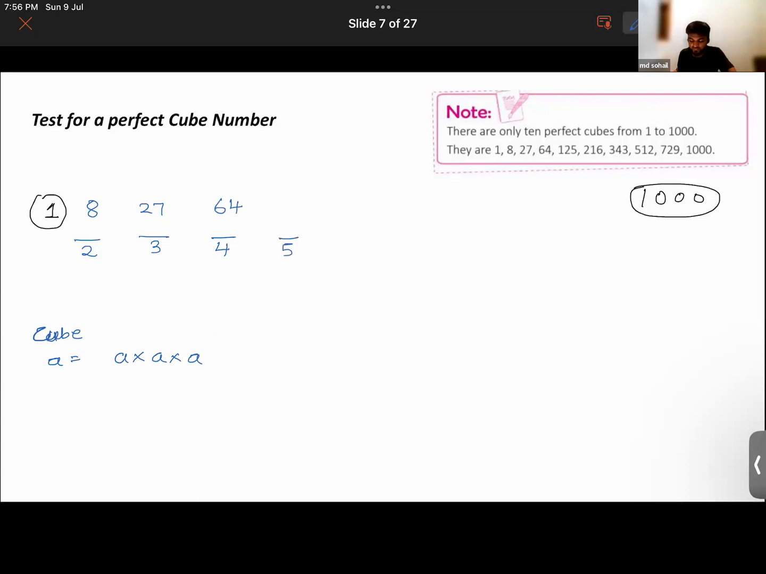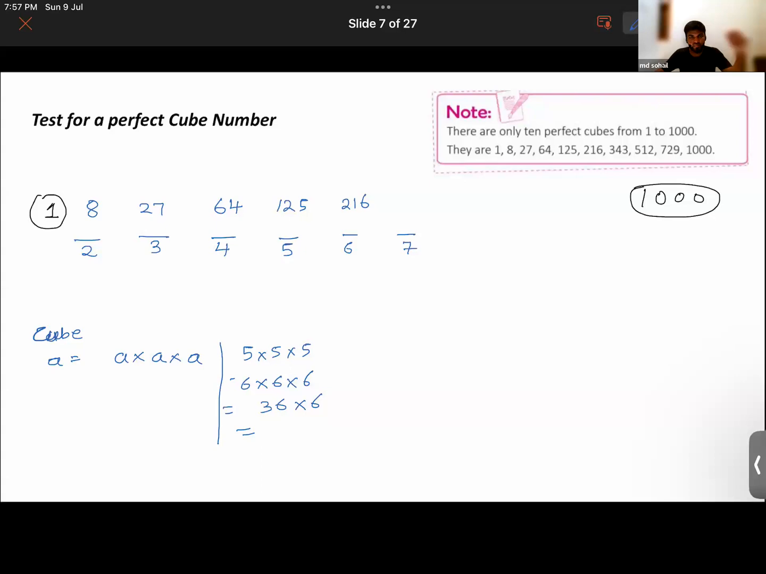Good. What about 5? 50? Wrong. How come it would be 15 or 50? Sorry. 5 multiplied 3 times is 125. Good. What about 6? 6 is 216. Good. What about 7?